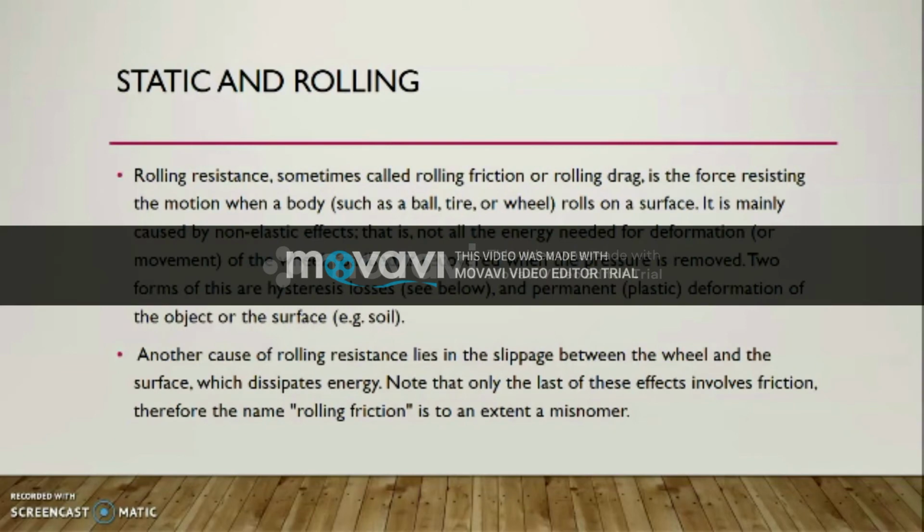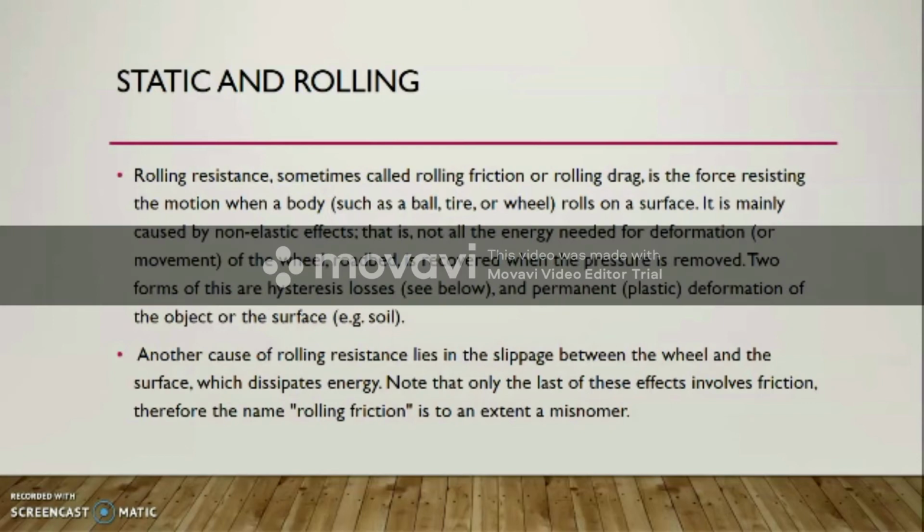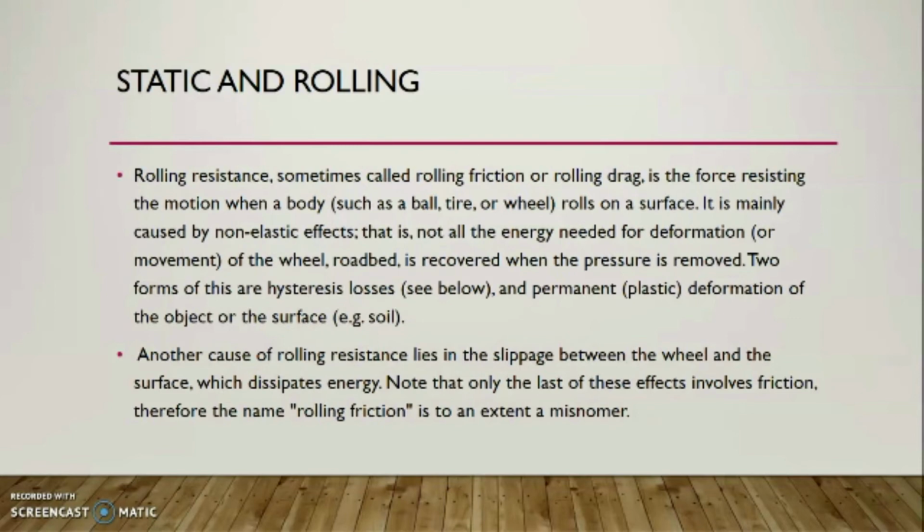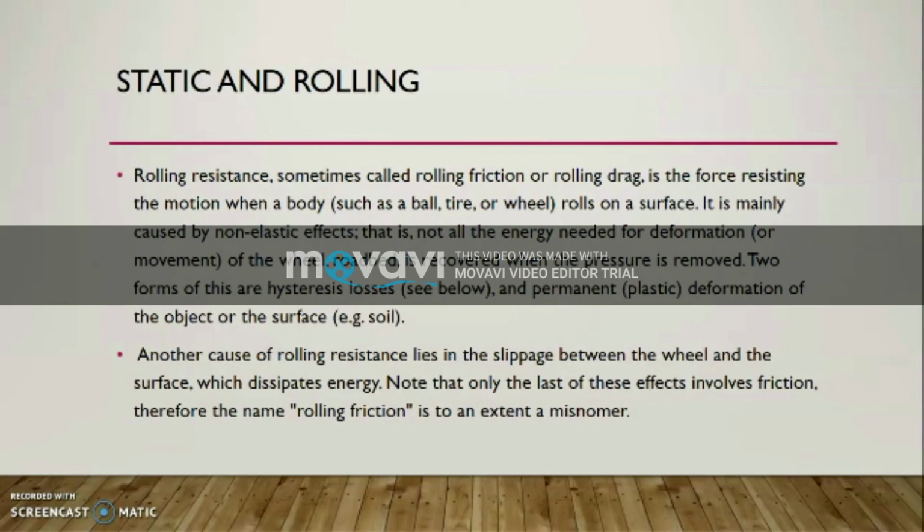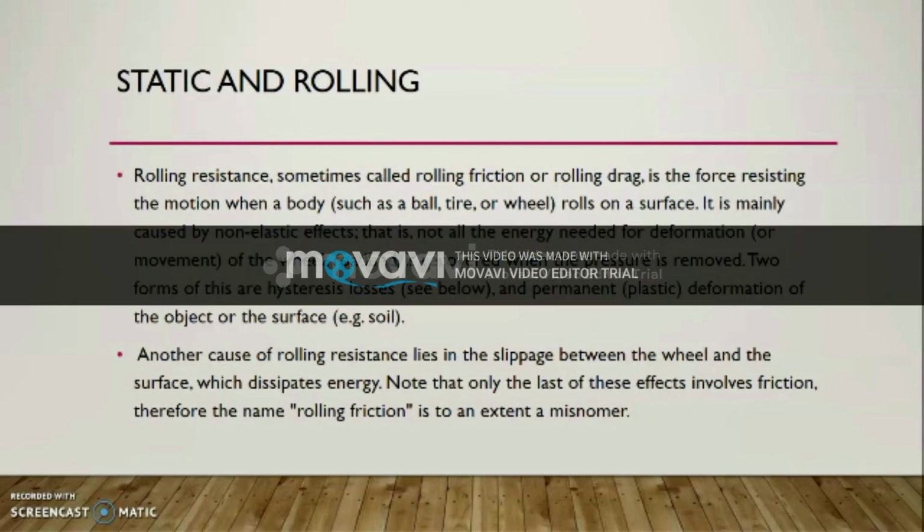Next is static and rolling. Rolling resistance, sometimes called rolling friction or rolling drag, is the force resisting the motion when a body rolls on a surface. It is mainly caused by a non-elastic effect. So, not all the energy needed for the deformation of the wheel or road bed is recovered when the pressure is removed.